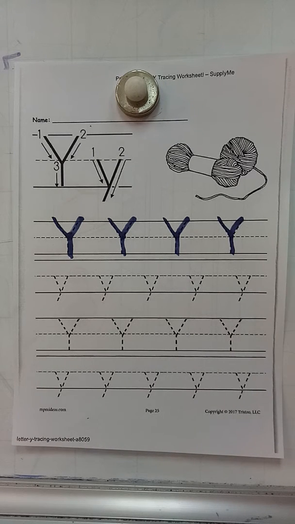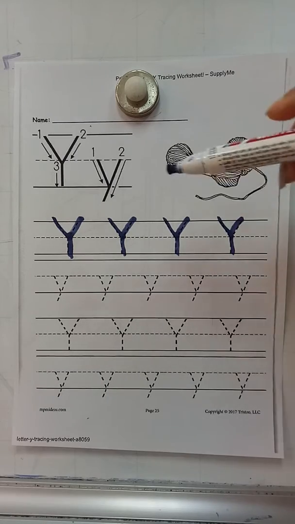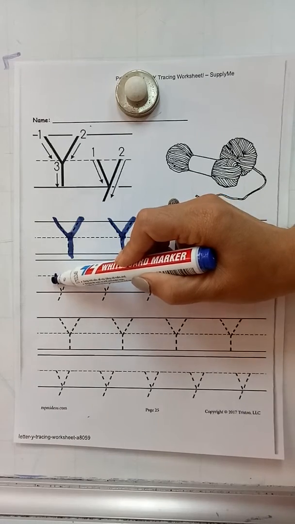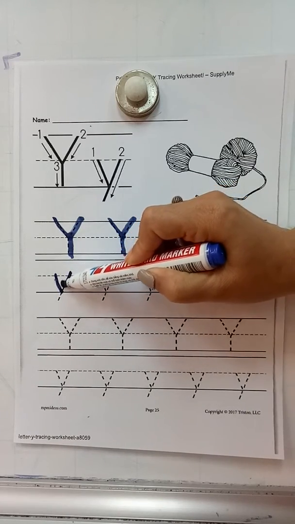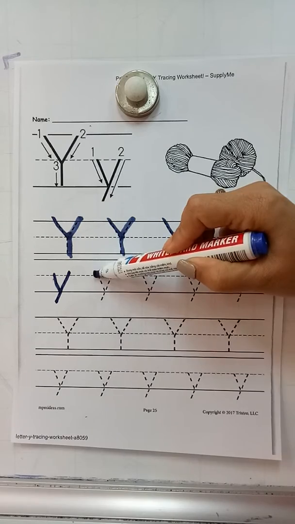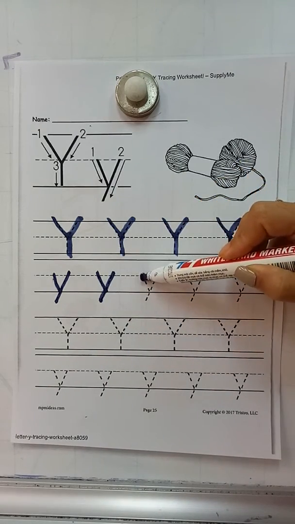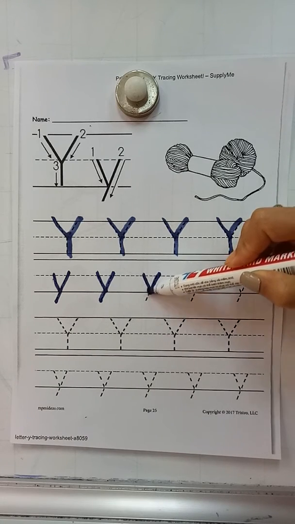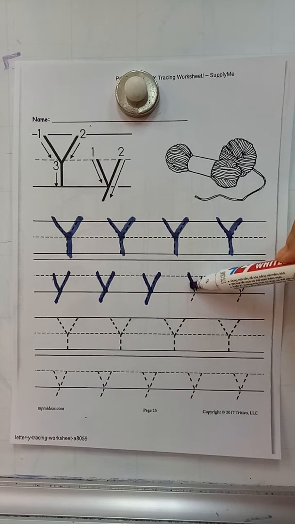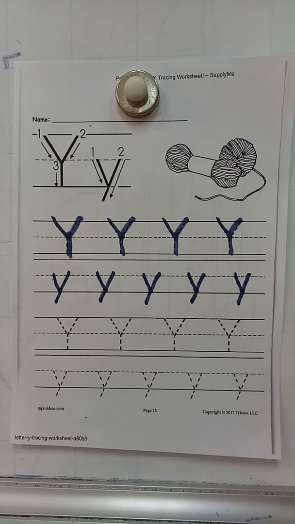And now let's try the lowercase y. Only 2 steps for the lowercase y. Now, 1 and 2. 1 and 2. Alright, so I think that you know how to trace the letter Y now, right?